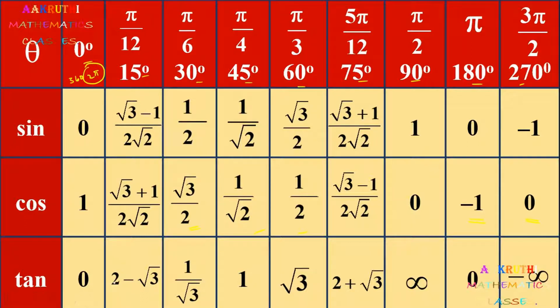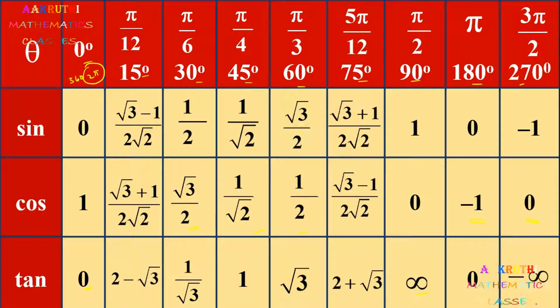And tan 0 is 0. Tan 15 is 2 minus root 3. Tan 30 degrees is 1 by root 3. Tan 45 degrees is 1. And tan 60 is root 3. Tan 75 is 2 plus root 3. And tan 90 is infinity, or not defined. And tan 180 is 0. And tan 270 is minus infinity. Tan 360 degrees is the same as tan 0, which is 0 only. So these are the trigonometric ratios of standard angles.